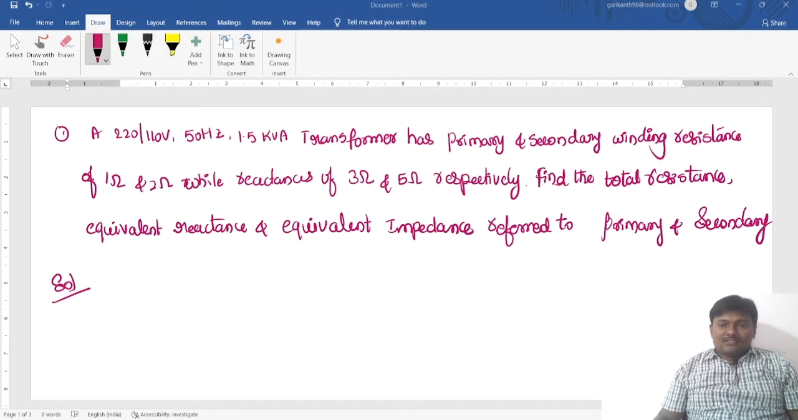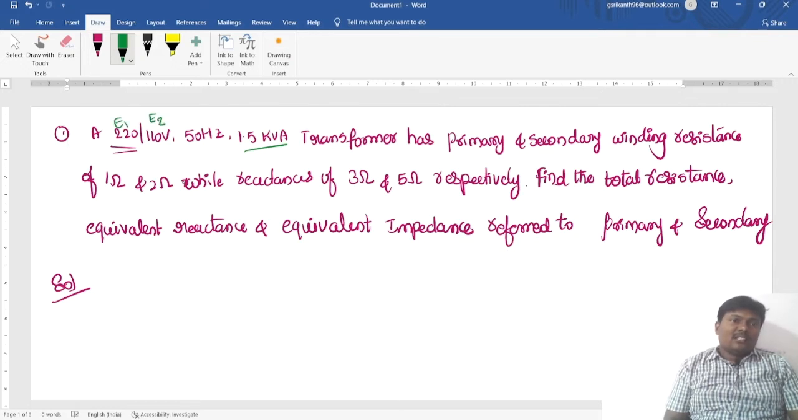So we'll discuss some of the problems on equivalent impedance of single phase transformers. Coming to problem number one: a 220 by 110 volts, 50 hertz, 1.5 kVA transformer. This is E1 and 110 is E2. The primary and secondary winding resistances are R1 is 1 ohm and R2 is 2 ohms.